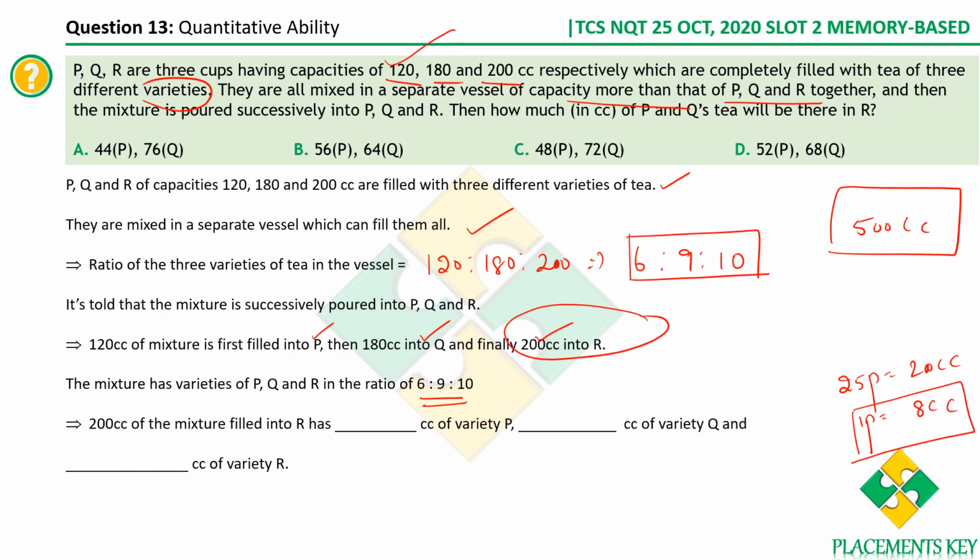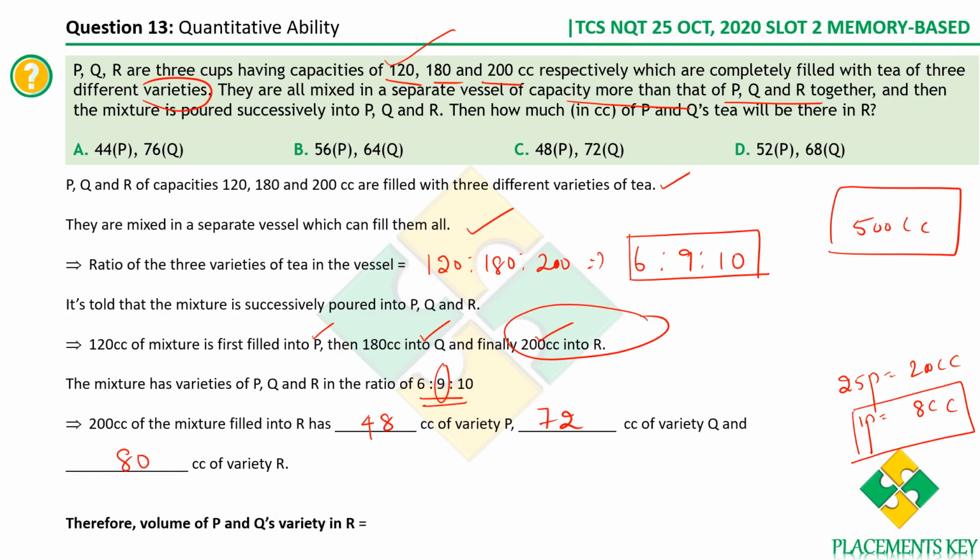Therefore, how much volume of variety P? We have 6 parts, 6 8s, 48 cc. And then how much volume of variety Q? It is 9 parts. So 9 into 8, that is 72 cc. And how much volume of variety R? It is 10 parts, 10 8s, 80.